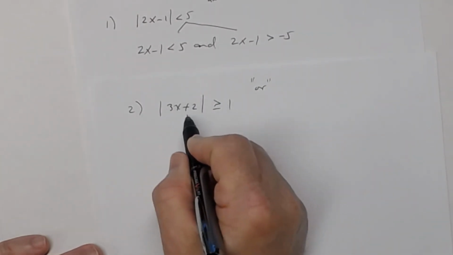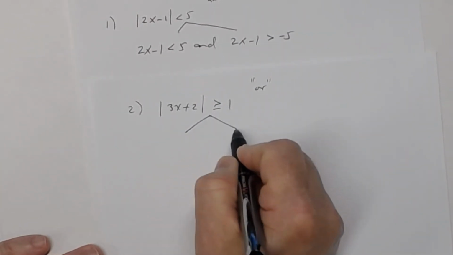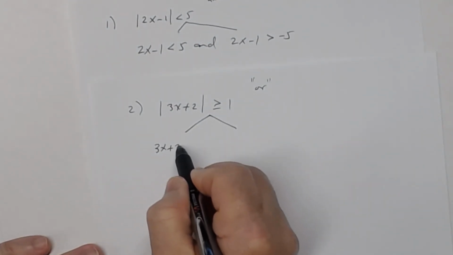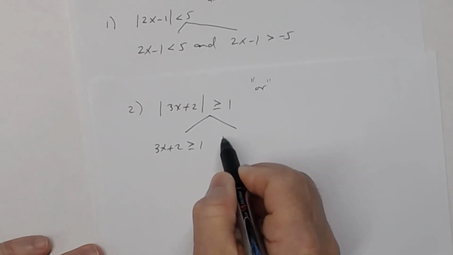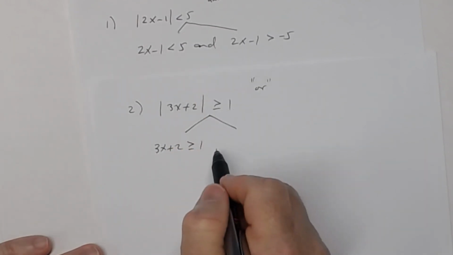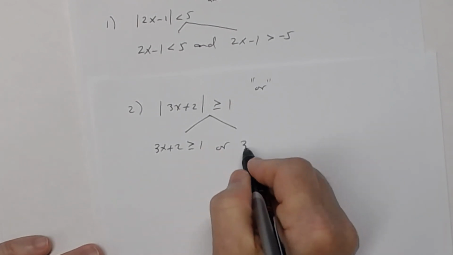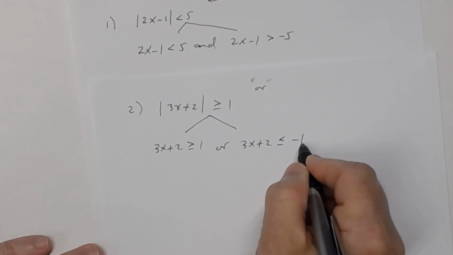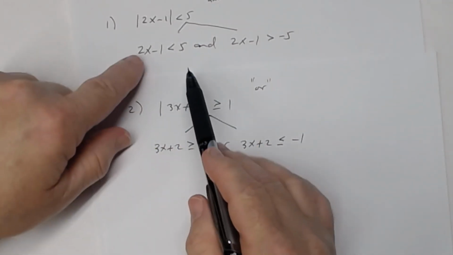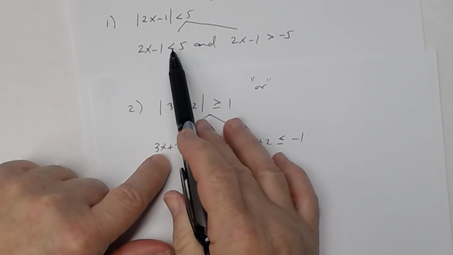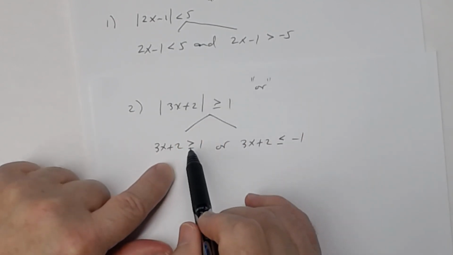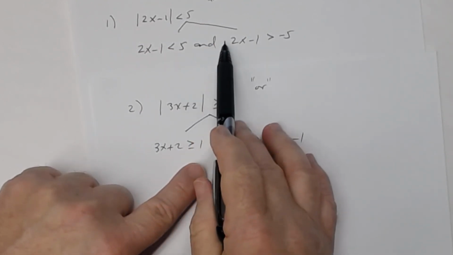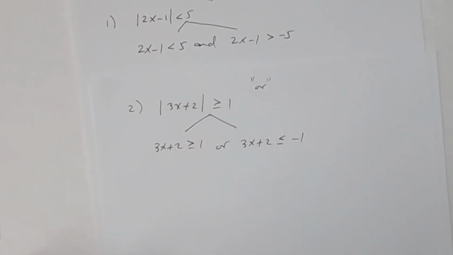So once the absolute value bar is by itself, you're going to split it up like this. You're going to say 3x plus 2 is greater than or equal to 1. And now remember, this was and, right? This is going to be or. Or, and you're going to say 3x plus 2 is less than or equal to negative 1. So notice it looks similar, right? Less than, greater than or equal to, less than or equal to, 1, opposite. Difference is, this is and, this is or. Okay?